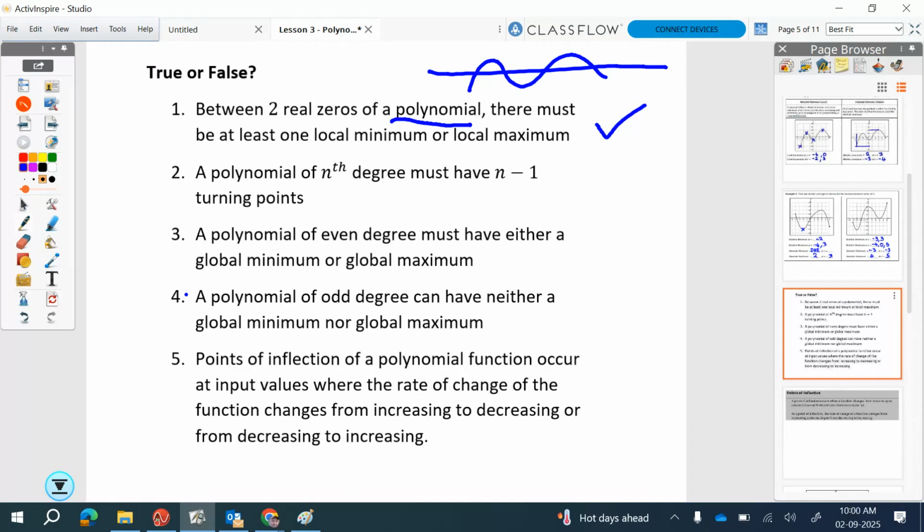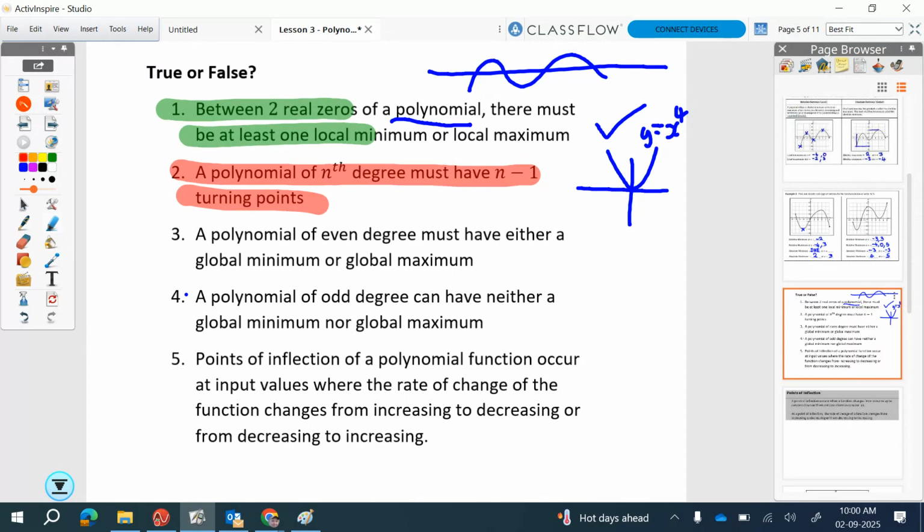Think of a function that you know of. Yeah, perfect. So, for instance, x to the power of 4 is a 4th degree polynomial. Y equals x to the 4 looks like this. It's going to have one turning point, not n minus 1. Can I have n minus 1 or less turning points? Yes, that would be correct. It will have n minus 1 or less. It can't have n or more, definitely.